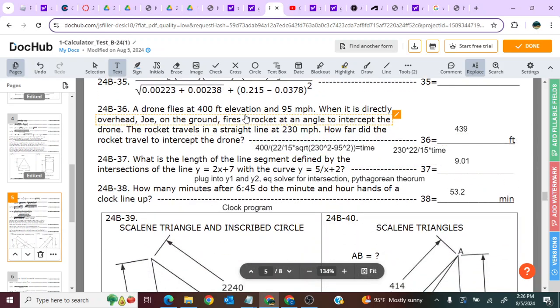36, a drone flies at 400 feet elevation and 95 miles per hour. It is directly overhead, and they fire a rocket that travels at 230 miles per hour. How far does the rocket travel to intercept the drone? Well, you've got to figure out the vertical speed at which it travels, which can be found by drawing a triangle.